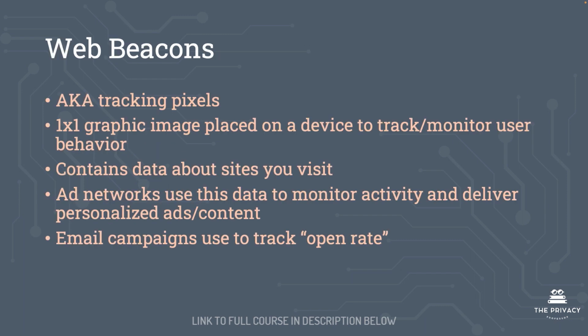Web beacons are also known as tracking pixels. These are 1 by 1, with this being 1 pixel by 1 pixel, graphic images placed on a device to track and monitor user behavior. Web beacons contain data about the sites you visit. Ad networks use this data to monitor activity and deliver personalized ads and content.